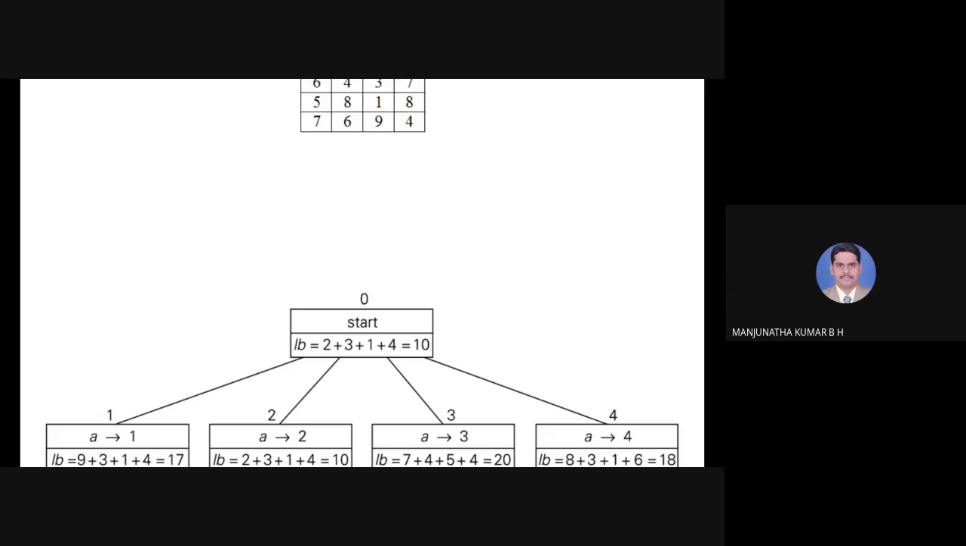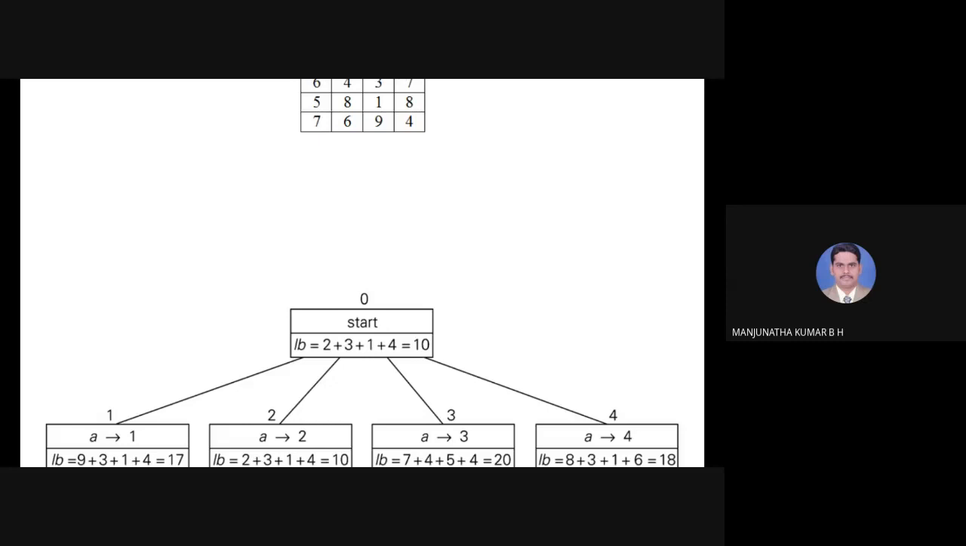So I have created 4 child nodes for the starting node. You can observe them. Nodes 1, 2, 3, 4 respectively are generated by assigning job 1 to person A, job 2 to person A. You can see the assignment there. In the nodes I have written job 3 to person A and job 4 to person A.